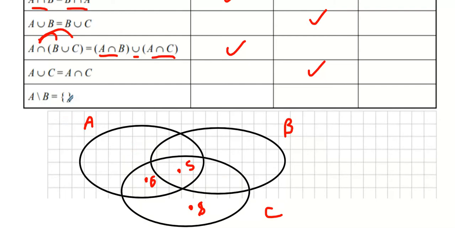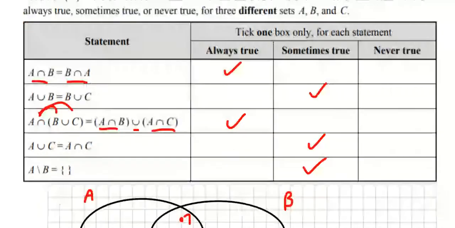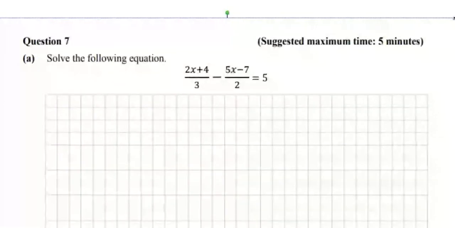And everything in A that's not in B is the null set. That could also be true, because you can have a scenario like this where everything in A that's not in B is empty. So that's sometimes true as well. Okay, all right guys, let's move on. So that's 2, 3, 4.